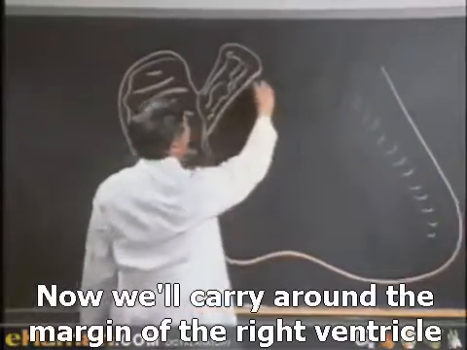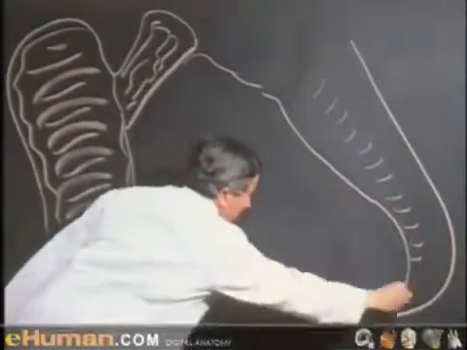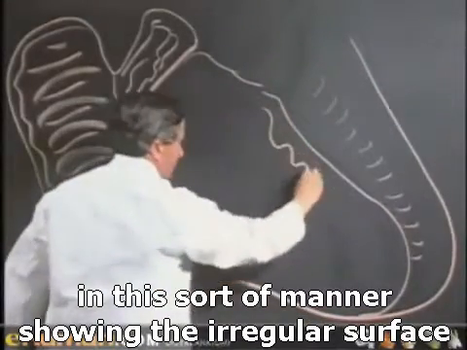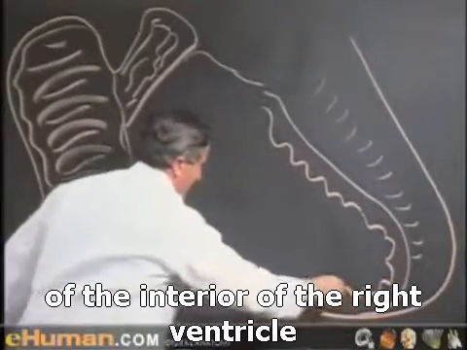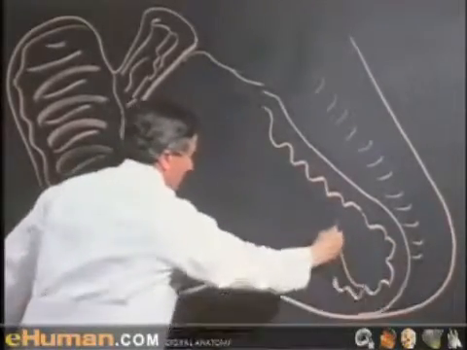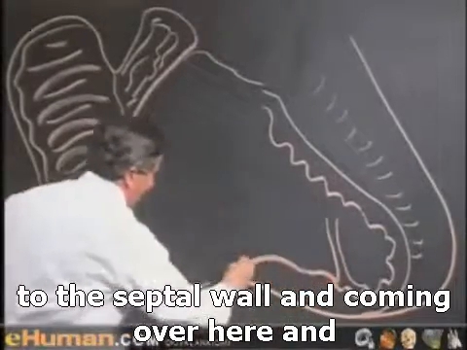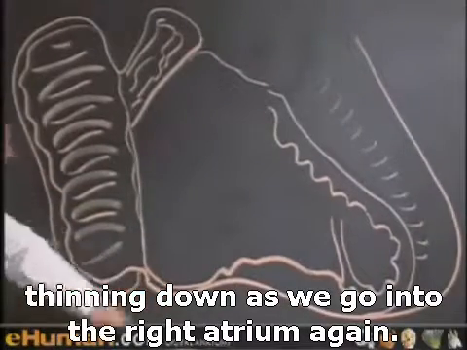Now we'll carry round the margin of the right ventricle in this sort of manner, showing the irregular surface of the interior of the right ventricle, with the moderator band going across to the septal wall and coming over here and thinning down as we go into the right atrium again.